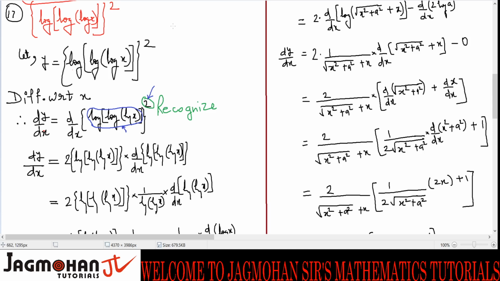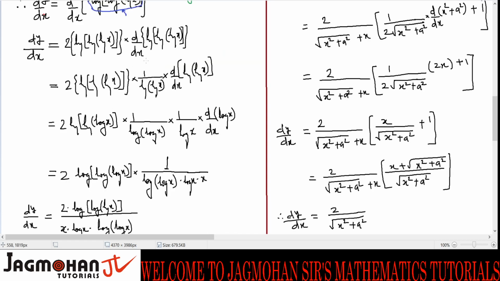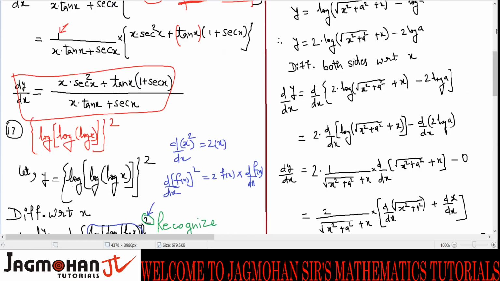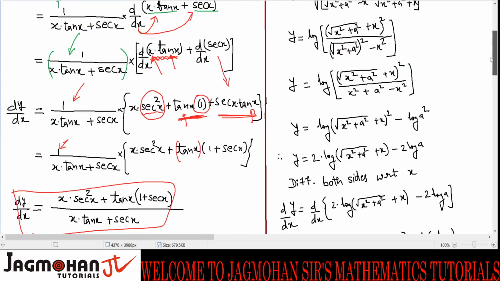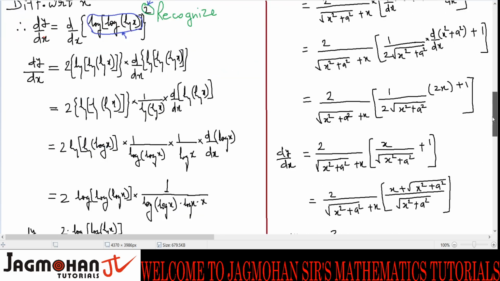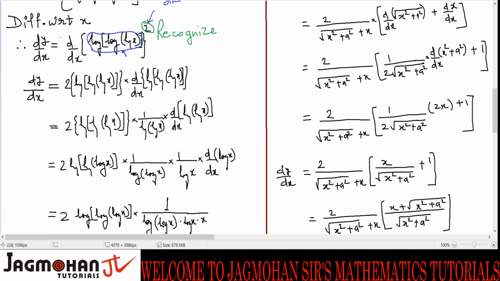And d by dx of variable raised to constant, x raised to 2, will be 2x raised to 2 minus 1, which is 2x. But here it is not x, it is f of x raised to 2. So d by dx of f of x raised to 2 will be 2 f of x into d by dx of f of x. Very good. So here we have the derivative of this.